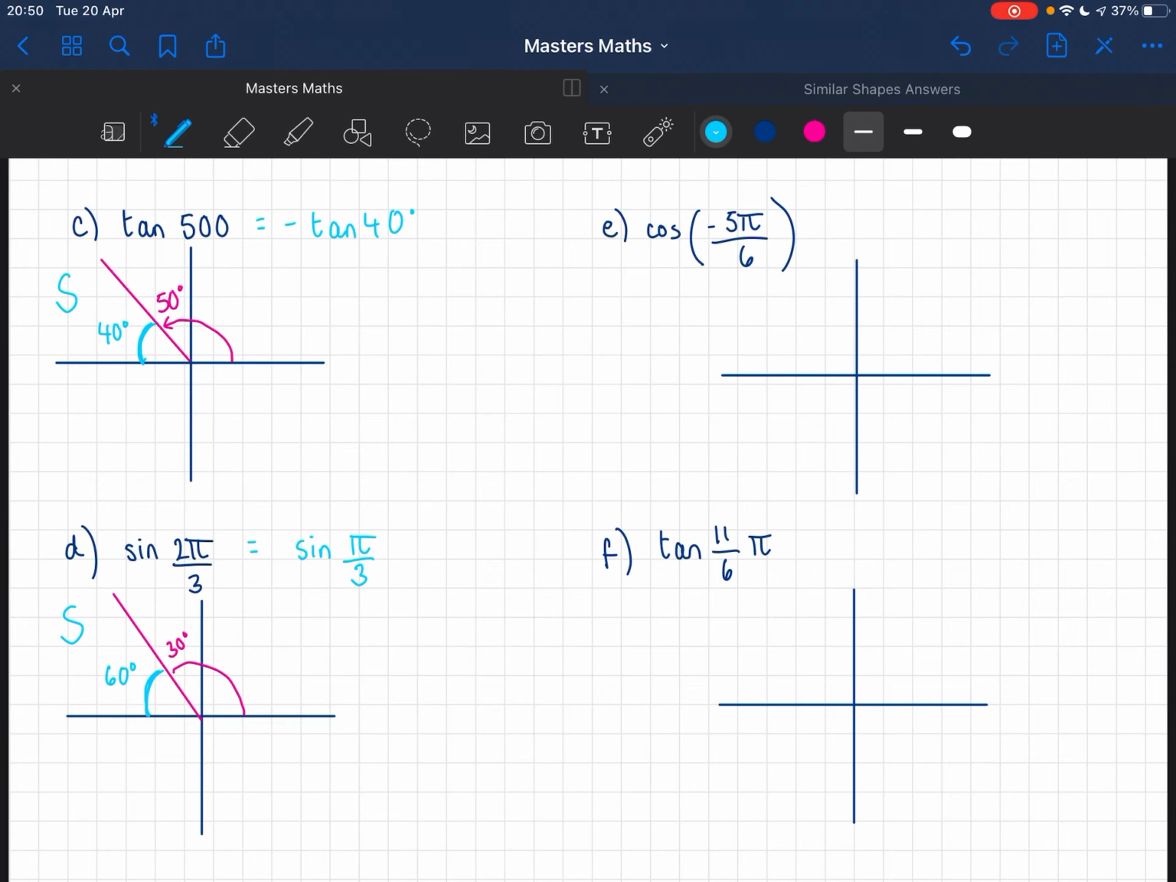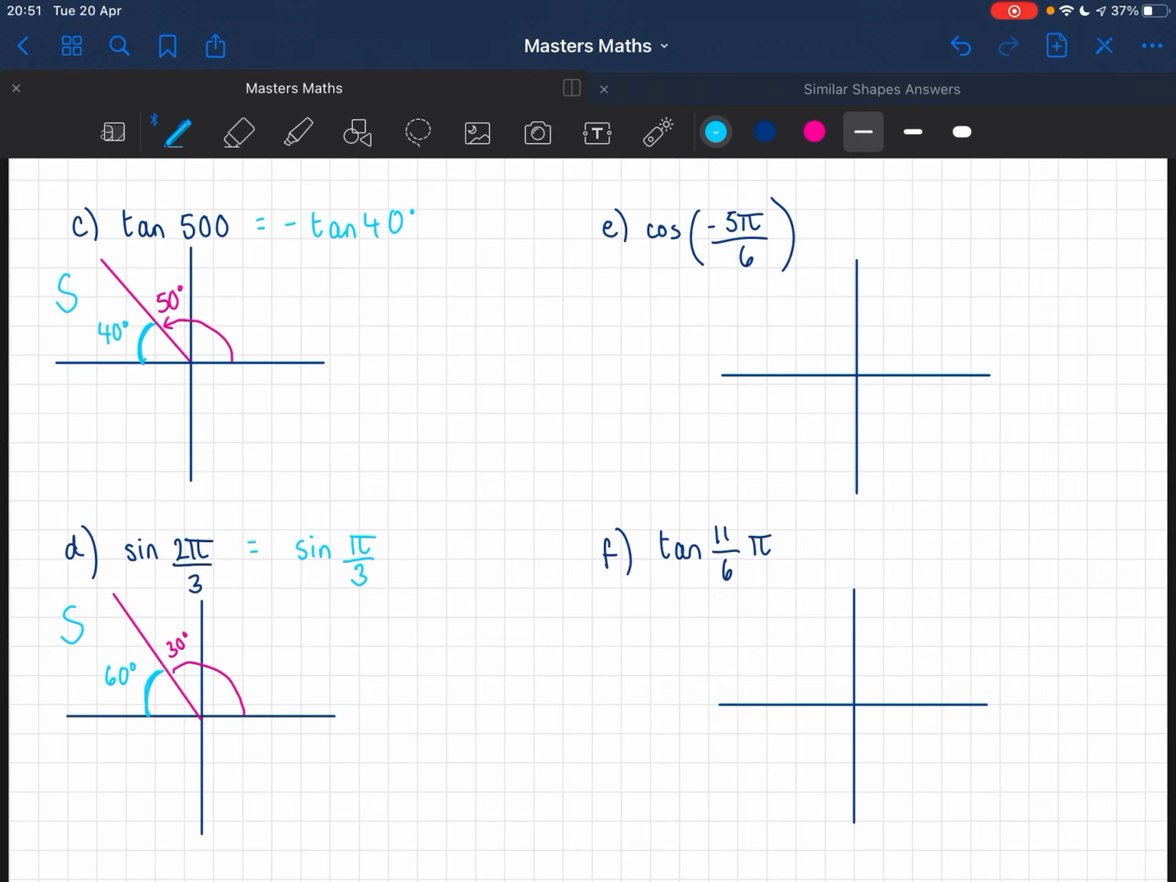Right, nearly done. 2 more examples. I hope it's starting to make sense. And if you still prefer to use the trigonometric graphs, then absolutely that's fine. That is your prerogative. But personally, I like this.